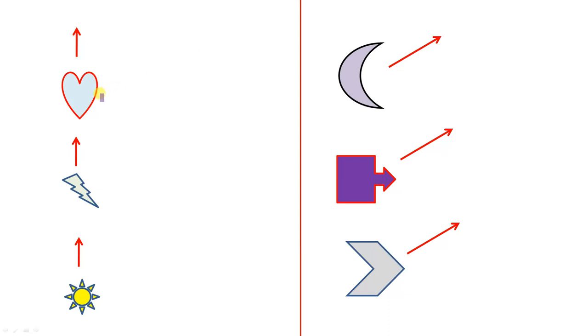Here we have a heart, and that's been moved in that direction. This shape is moved in that direction, and this particular shape looks like a sun is moved in that direction. Over here we have a shape which looks like a moon, so it's moving in that direction, this shape in that direction, and that shape in that direction.